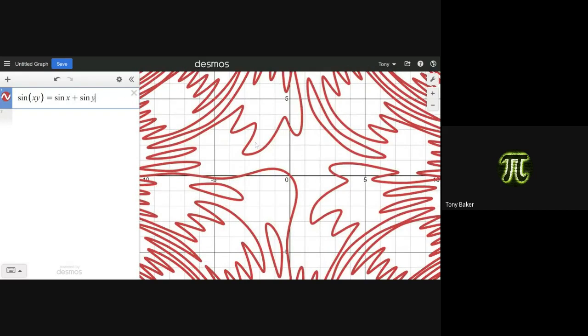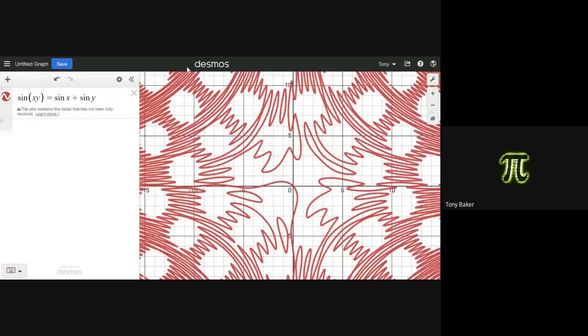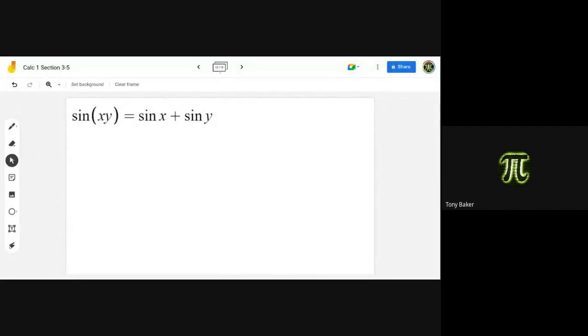All right, so now we're back to our ghost shape. So this is my equation. Let's do our derivative.